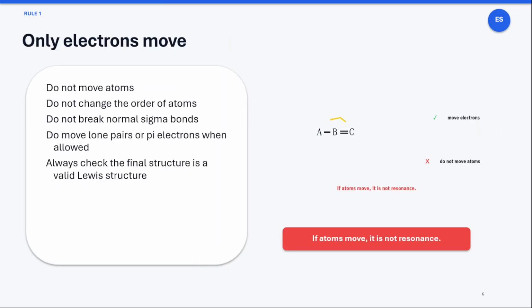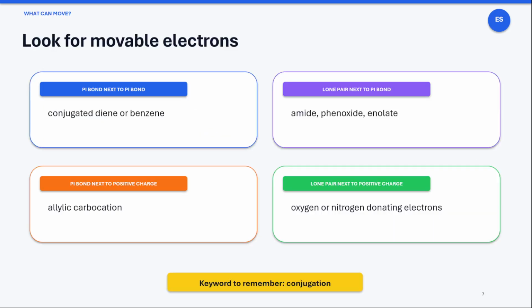Slide 6. Now for the most important rule, only electrons move. Do not move atoms. Do not change the order of atoms. Do not break normal sigma bonds. The atom skeleton stays fixed. The only things that can move are electrons, usually lone pairs or pi electrons. Before you submit any resonance answer, ask yourself, did I move electrons or did I accidentally move atoms?